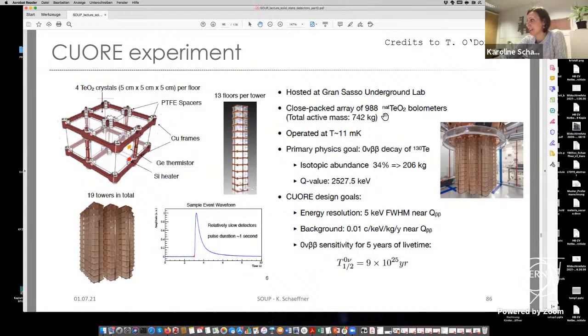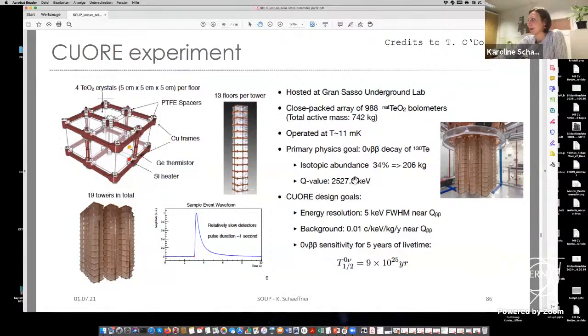The tellurium, I should say, is natural. It's not enriched. It's just the isotope as you have it from nature. This is a cryogenic experiment, so it's operated at around 11 millikelvin. The goal is to look for the neutrinoless double beta decay of tellurium-130. The total mass is 742 kilograms, and the active isotope mass is 206 kilograms.